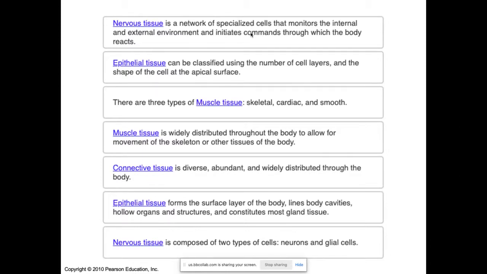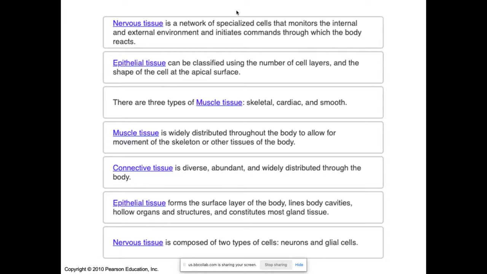Epithelial tissue that we'll be talking about is going to be the first type of tissue that we discuss. It is classified, meaning it's named, by the number of cell layers and the shape of the cell at the top, meaning the apical surface, which is at the top layer when you look at it under a microscope. So there's a bunch of different names that you're going to hear when we talk about epithelial. In terms of shape, you'll hear cuboid, columnar, and squamous. Cuboid, columnar, and squamous. That's in terms of shape.